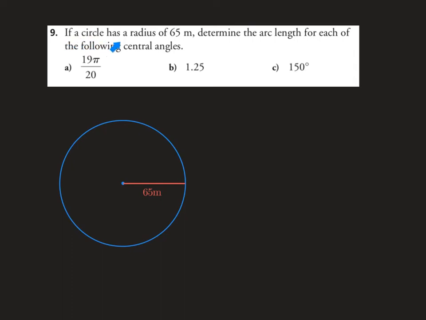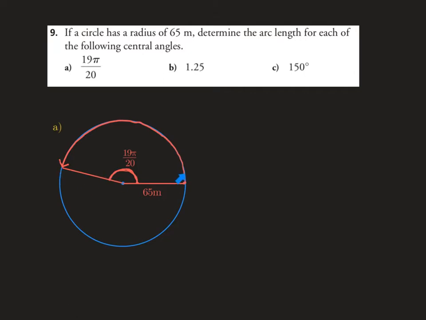All right, if a circle has a radius of 65 meters, determine the arc length for each of the following central angles. All right, so here's 19 pi by 20. 20 pi by 20 would just be pi, right? 20 times pi divided by 20 would just be pi. And pi is like 180 degrees. So 19 pi by 20 is almost at 180 degrees. It's 19/20ths of it, so it's like 171 degrees, let's say.